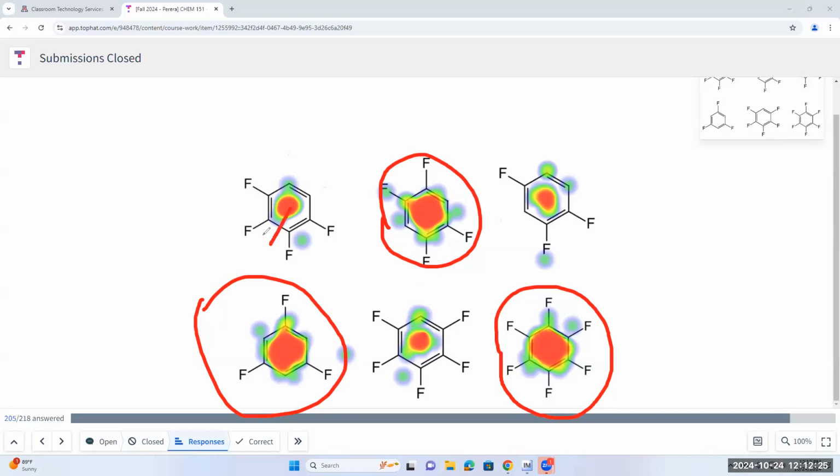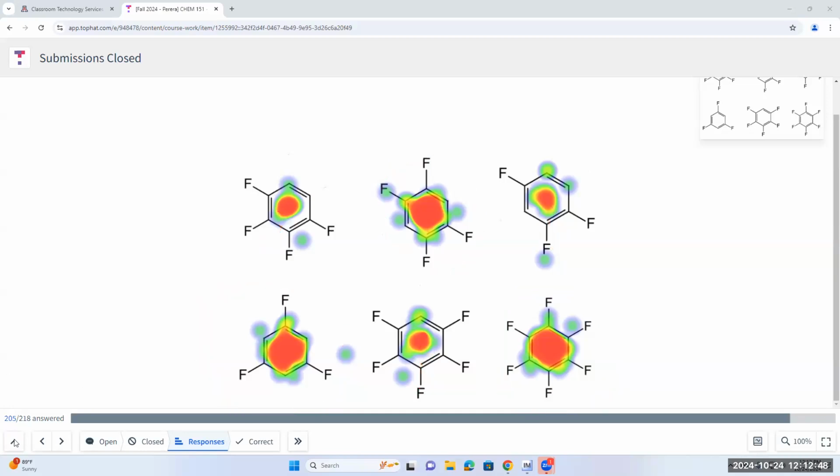As opposed to this guy, we have a net dipole moment going this way. Therefore, it's going to be polar. Here, these two cancel out, but there's another one that doesn't cancel out. Therefore, this is going to be polar. And this one, all these 4 are canceling out, but not this guy. Therefore, it's going to be polar. All right. So this is how we use the symmetry to determine whether they're polar or non-polar.